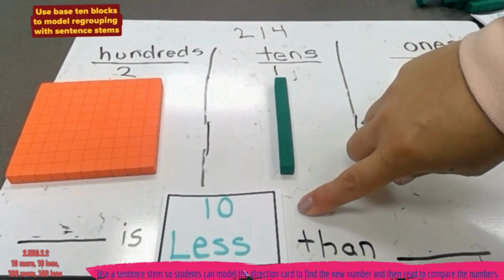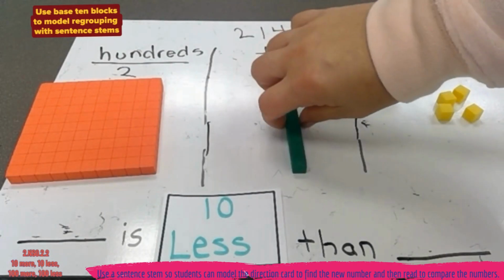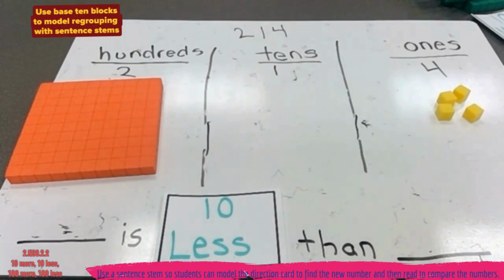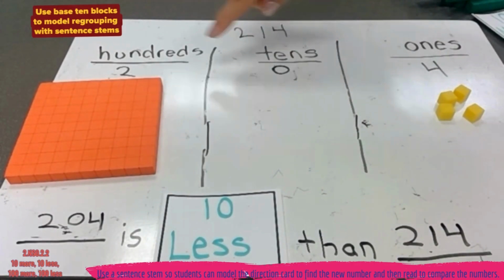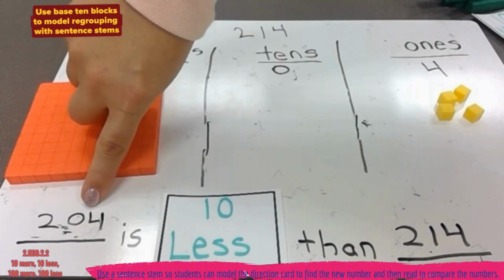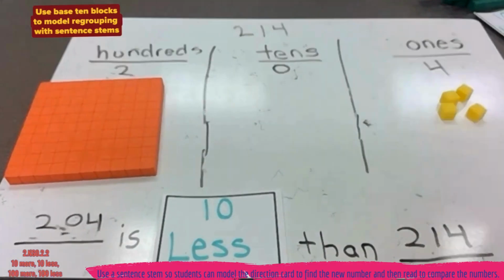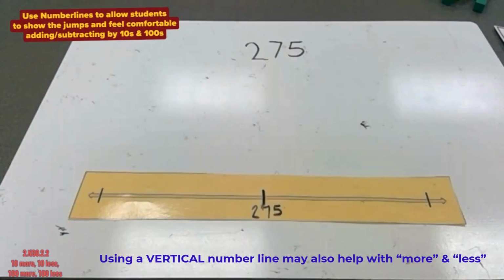Students need to also be exposed to numbers that would contain a 0 after the direction is followed. Here we started with 110, but now we need 10 less, which would leave us with 0 tens. This is great practice, again, for how to also read 3-digit numbers.